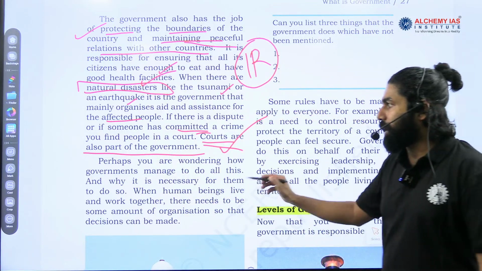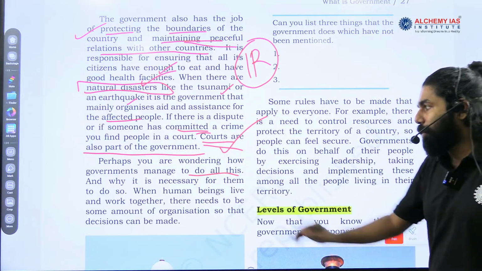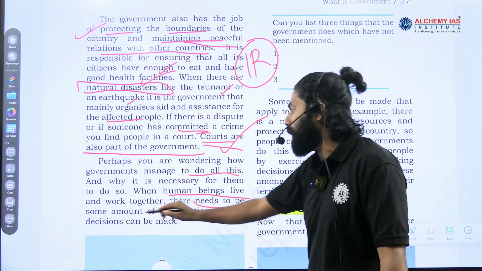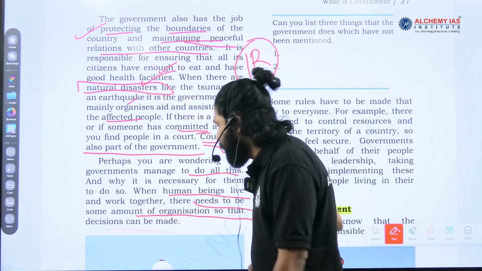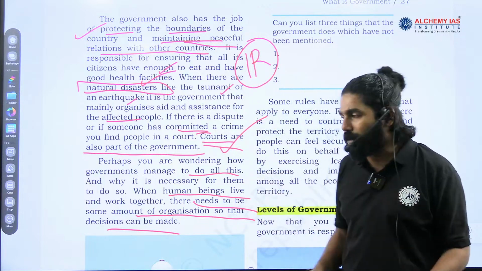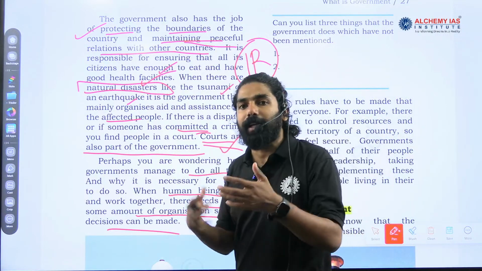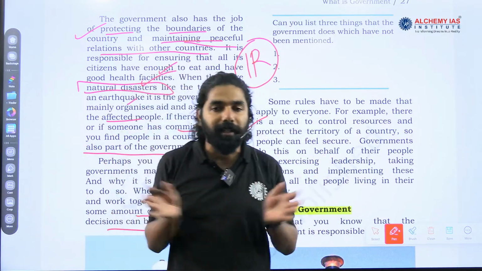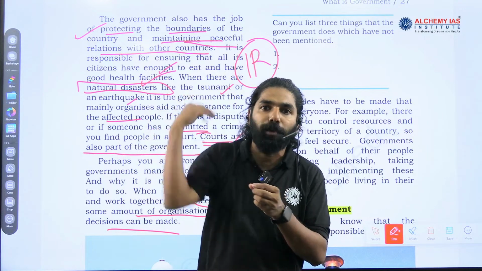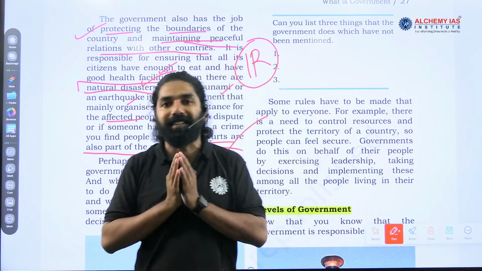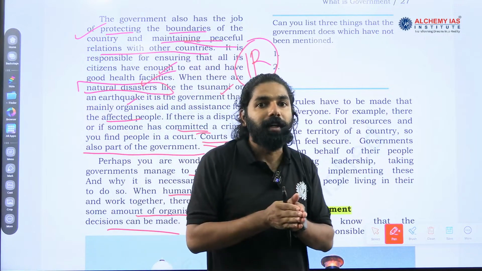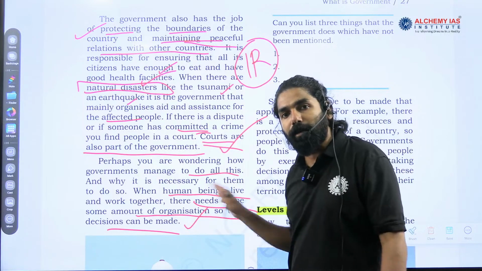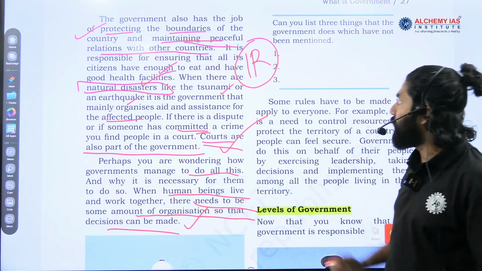Perhaps you were wondering how the government manages to do all these things, and why it is necessary. When human beings live and work together, there is a need for some amount of organization, and only then can decisions be made. Government is required because people are coming together and living together in a territory or region. If we form a group of people responsible to govern the system, then through this system and order we can ensure that decisions are taken properly and issues are addressed properly, and only then will the system work in a proper way. This is why we need a government.